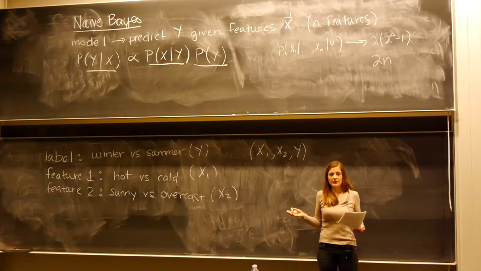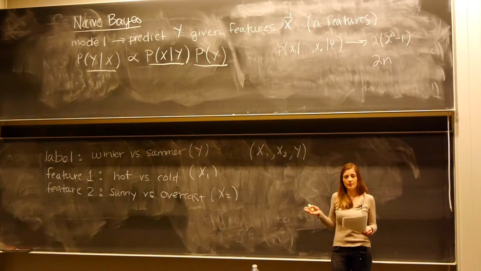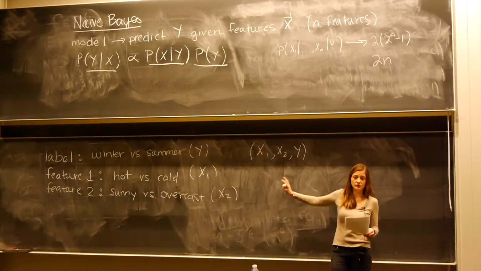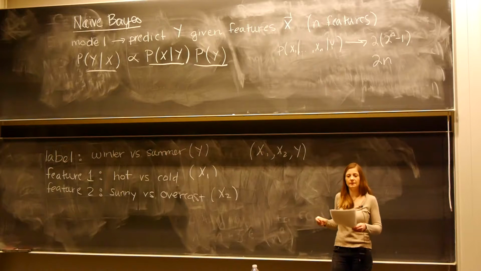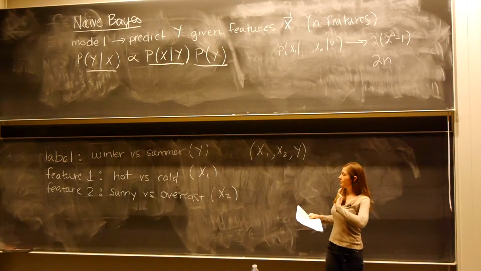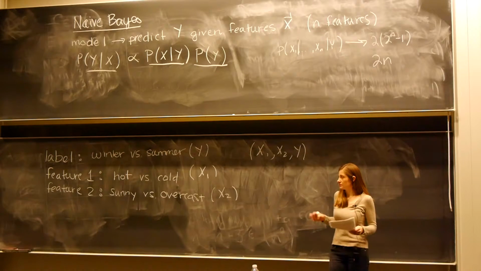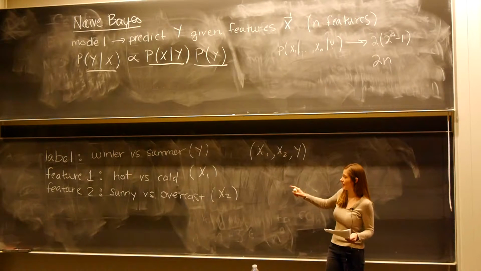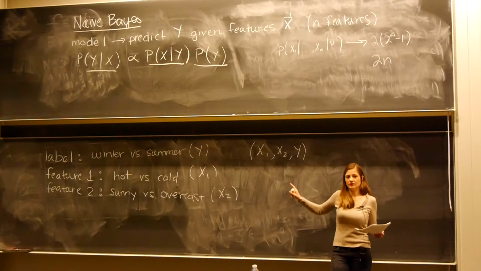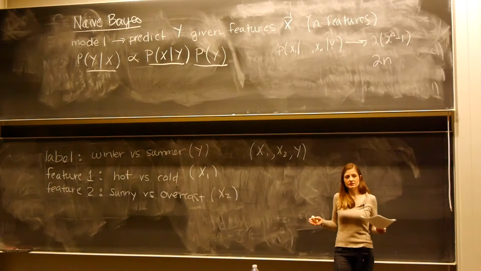And ultimately what you want to do is be able to predict whether it's winter or summer given a new set of features, right? So if you don't know y, can you train a model that can predict y given x1 and x2? So in naive Bayes, we're going to make this assumption that x1 and x2 are independent given y. Okay? And so you might ask, why does that make sense?